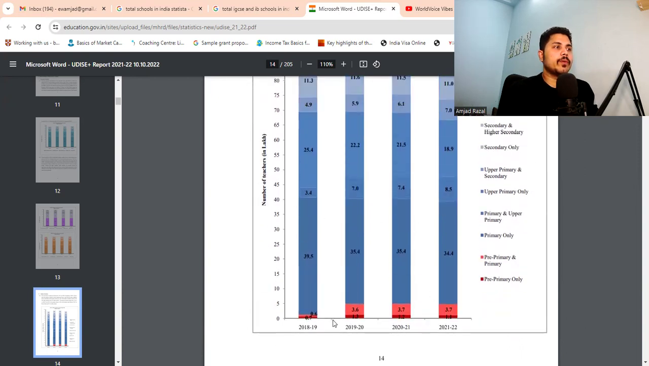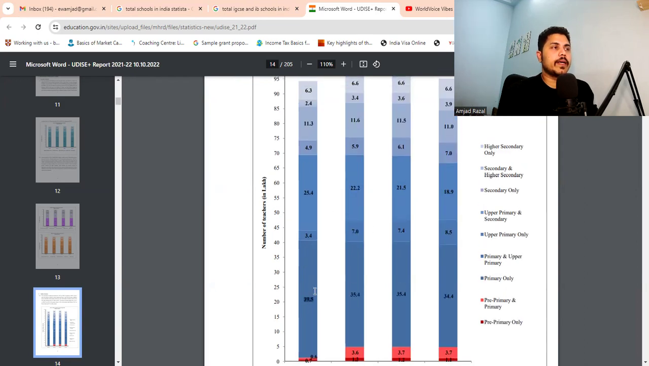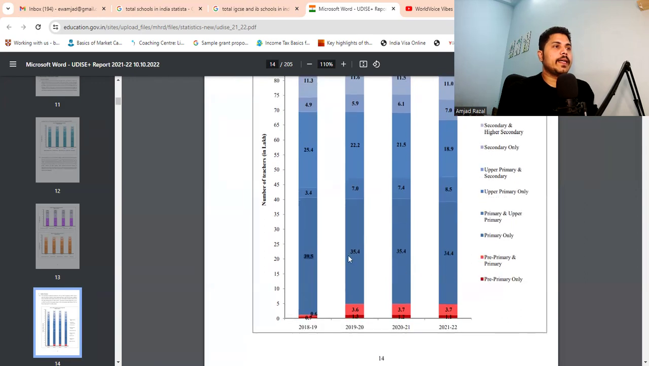So you see in pre-primary only 0.7. If it is in lakhs, that means 70,000 teachers were working only at the pre-primary level, and then there was 39.5. 39 lakh teachers were working in primary only, and this is how it is divided. That number here, you see 1.1, I mean 1 lakh 10,000 teachers, were working in 2021-22. 3.7, you see from 0.6, the increase is huge in pre-primary and primary.